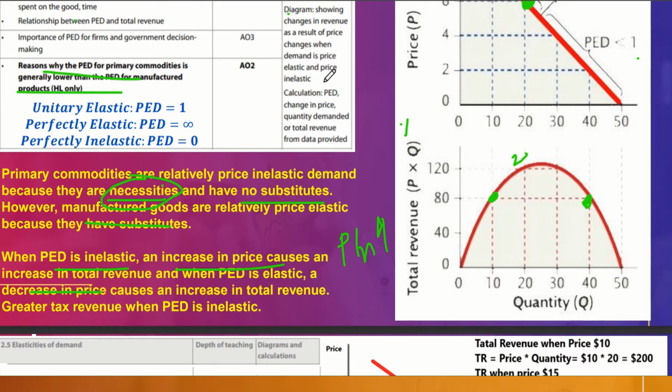So look at the syllabus. They have given calculation of PED, change in the price, quantity demanded or total revenue from data provided. So they will be giving the data, and in that you need to calculate the PED. If the price changes, what will happen to quantity demanded or total revenue from the data provided?